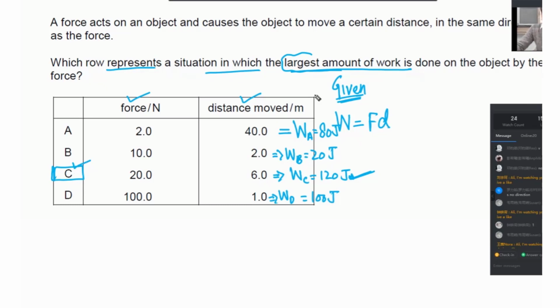So any question about this one, please? Is it clear to you? This question is pretty straightforward one, but very good to understand concept about work done. Okay, excellent. So let's move on to next now. If this is clear to you, let's move on to next one.